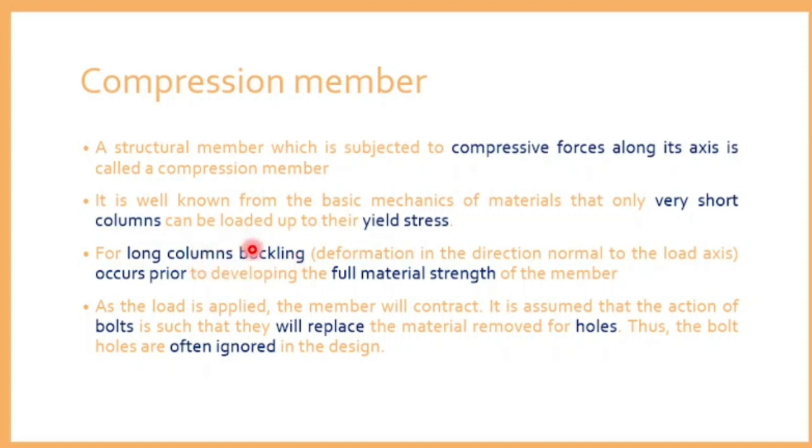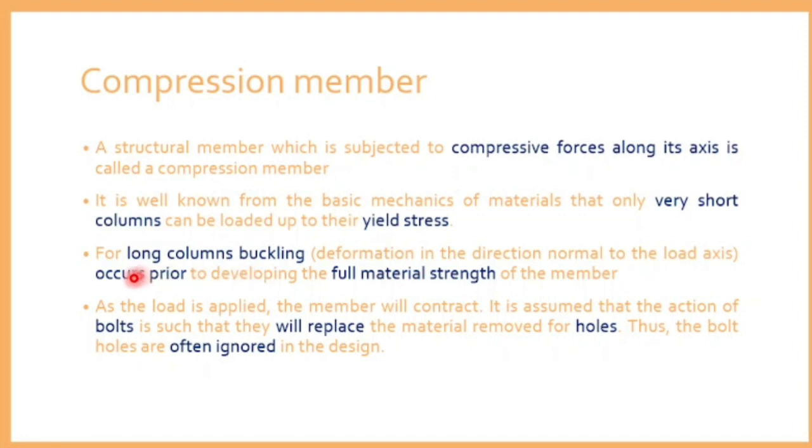So if any compression load is acting on a member, how will you find the stress? Stress equals what? Load by area. But you cannot use load by area for finding the stress carrying capacity of a compression member. What you have to find instead is buckling. Why? Because before crushing itself it will buckle, that is, it will bend and fail. This is what you have to understand.